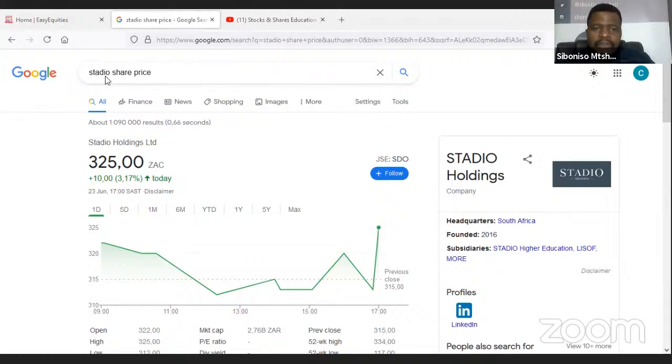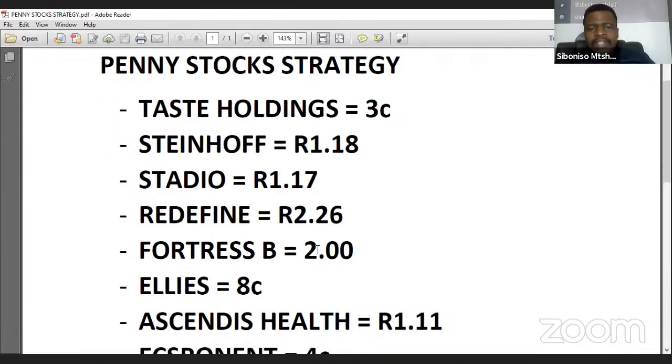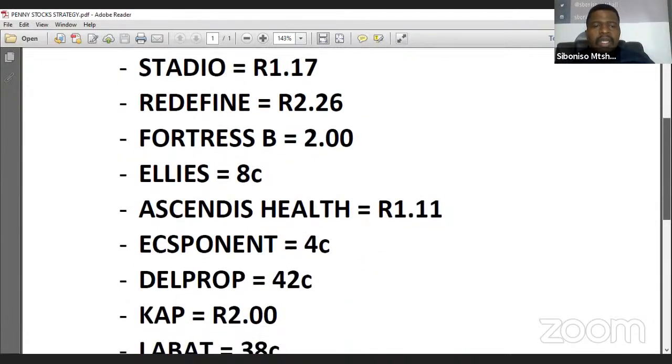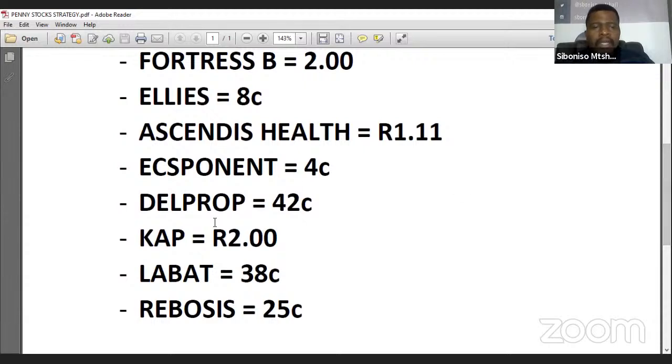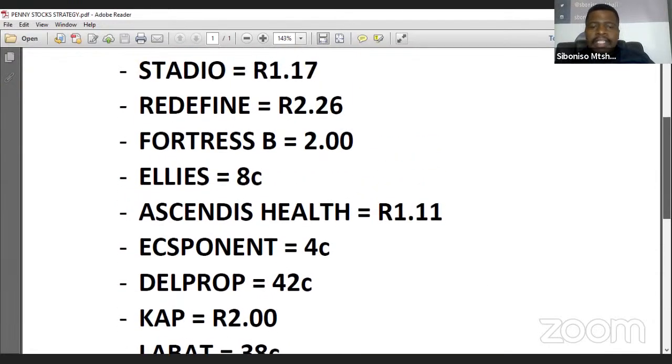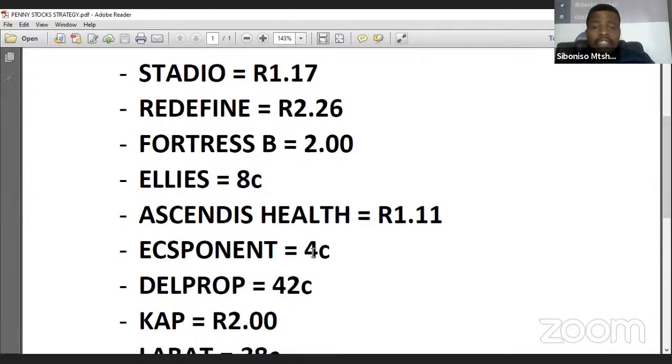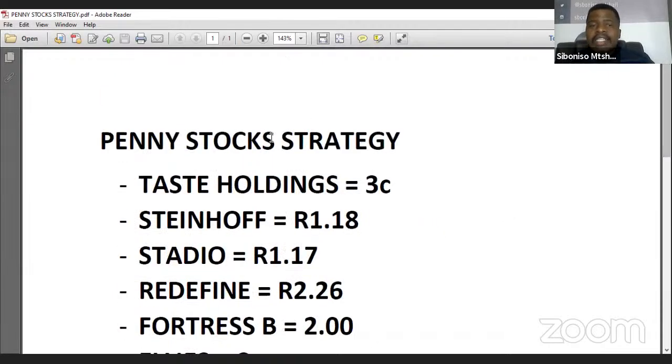And then next, for instance, Fortress Fund was 2 rand. Alice is now 10 cent, it was 8 cent at that time. So you can check all these equities at your own available time. KAP is now 5 rand. Leopards is now around 60 cent or so. Some of the shares and companies like Exponent, I think this one is suspended. So that is the risk about penny stocks, because they are cheaper and they are more like not so strong companies.